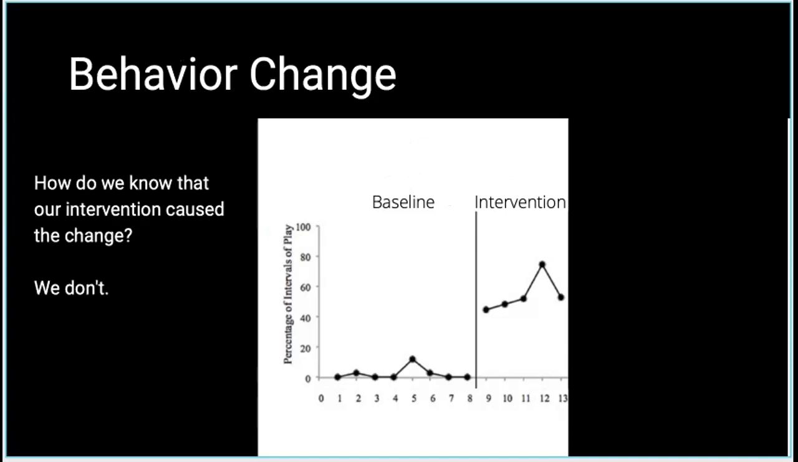So when we have a graph like this, it may be hard to know whether a history effect has occurred. During baseline, there were 0 or very few intervals during which this preschooler with Down syndrome engaged in interactions with her peers. So across 8 days, the levels were very low. When intervention began, the levels jumped to around 50%. It's great for the kid.